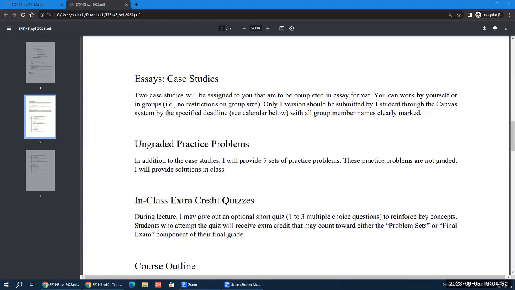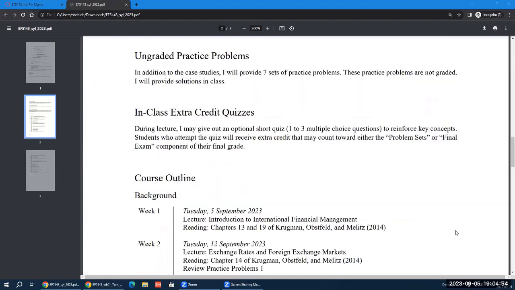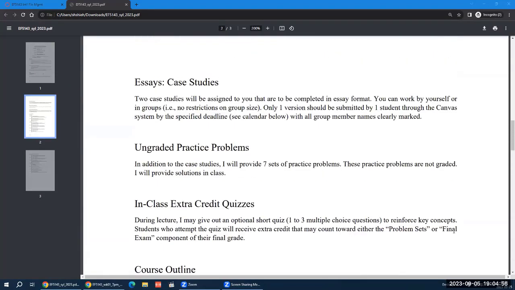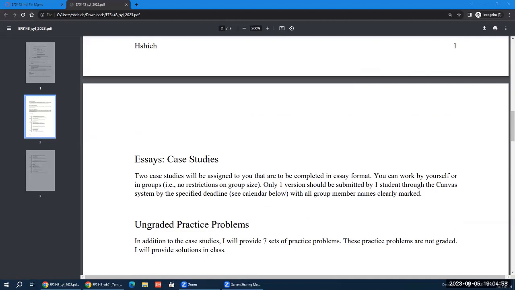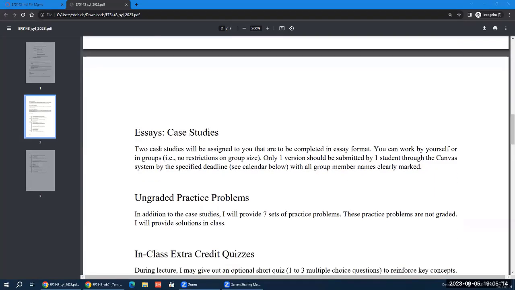All right, so I explained to you there'll be two case studies. If you look at the timeline, I'll briefly go over it here, but basically there's going to be a case study that will be due week 5 or week 6, and a case study that's due at the end of the semester. So that's after our last class, I will assign the deadline after the last class. Okay?